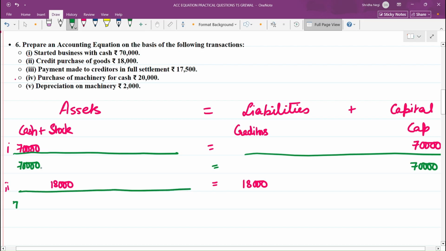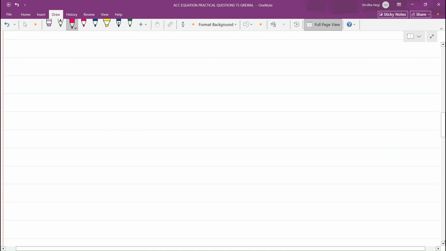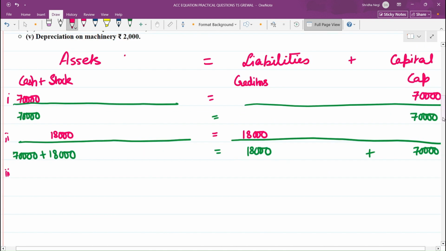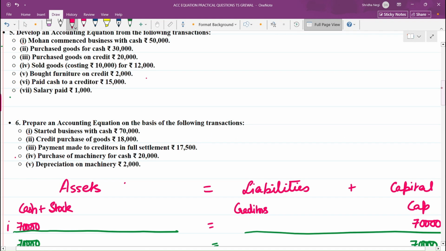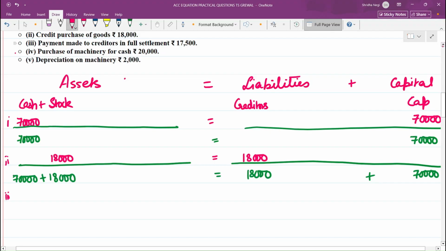तो कैश आ गया आपका 70,000 प्लस स्टॉक इज 18,000 is equal to, here this side creditors 18,000 plus capital is 70,000. Okay, so now the third one, third transaction, payment made to creditors in full settlement 17,500. Now this is a different transaction. अभी तक ये वाला नहीं आया था. So this is a little different. Payment made to creditors in full settlement rupees 17,500.